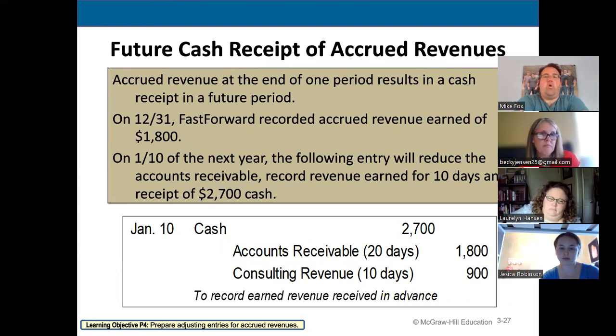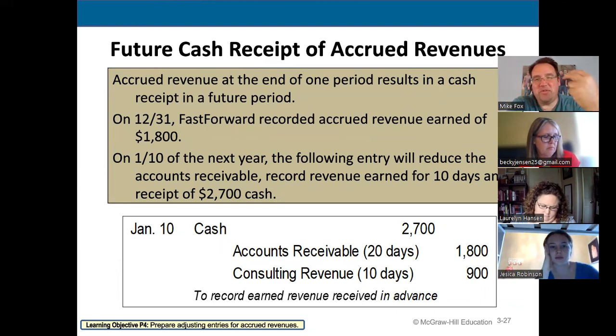Okay, so that covers adjusting entries. There's really only 4 kinds, right? And they're broken into 2 categories, deferrals and accruals. And we have deferred expenses and deferred revenues, and accrued expenses and accrued revenues.